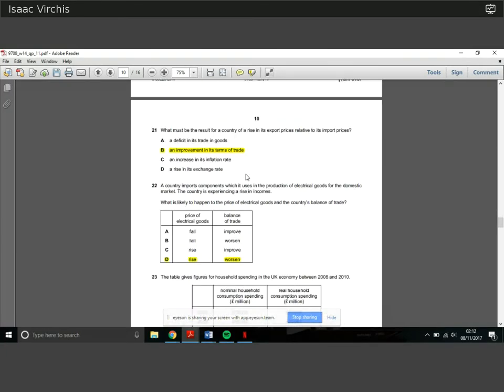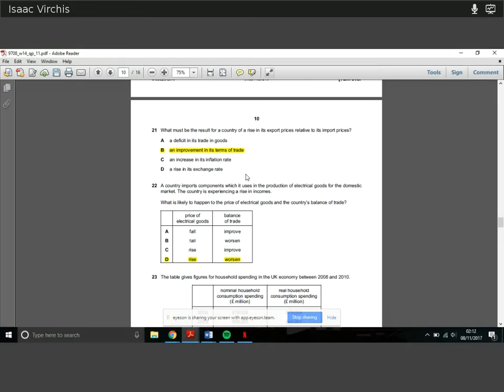Question 22. A country imports components, which are used in the production of electrical goods for the domestic market. And we have the country experiencing a rise in incomes. What's likely to happen to the price of these electrical goods and the country's balance of trade? Well, the rise in incomes means we're probably going to see it worsen in terms of balance of trade because people are just importing more goods from abroad.